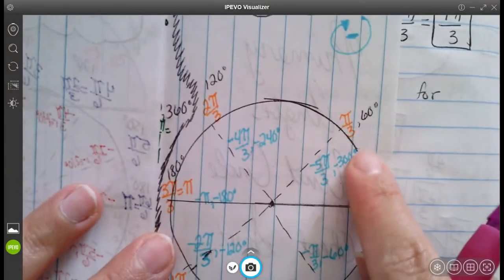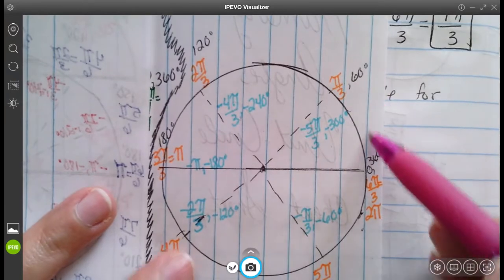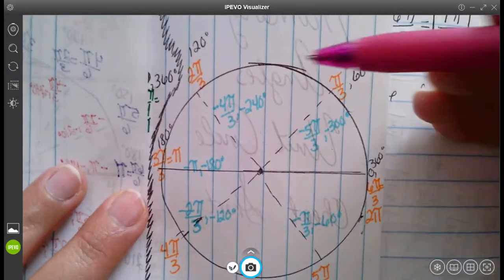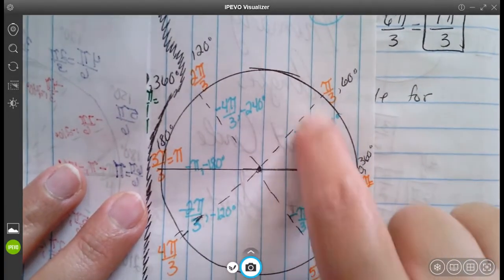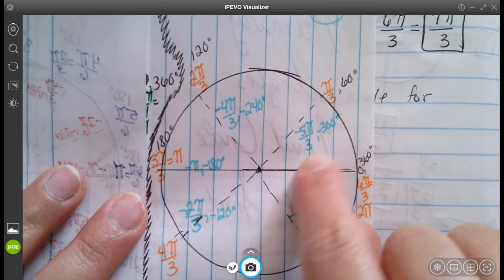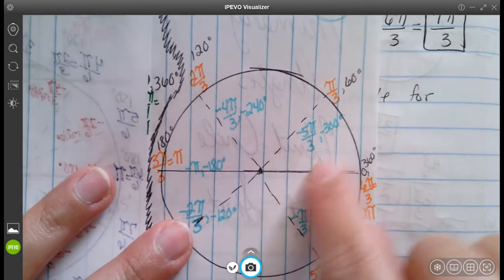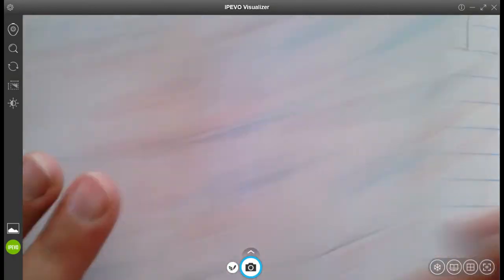So let's do that. If I go here and I go backwards, I'm going to go backwards this way. What is this going to land on? Well, we can also use the one we already have in here, right? This would be negative 5 pi thirds. I already actually have it written down here. Negative 5 pi thirds. These are my negative angles. So we could use that one. So let's use that one.